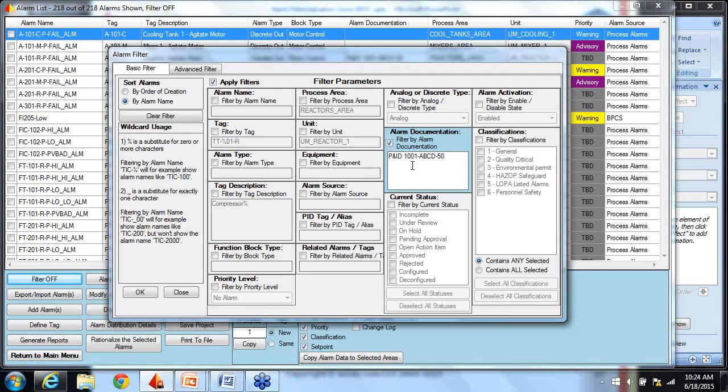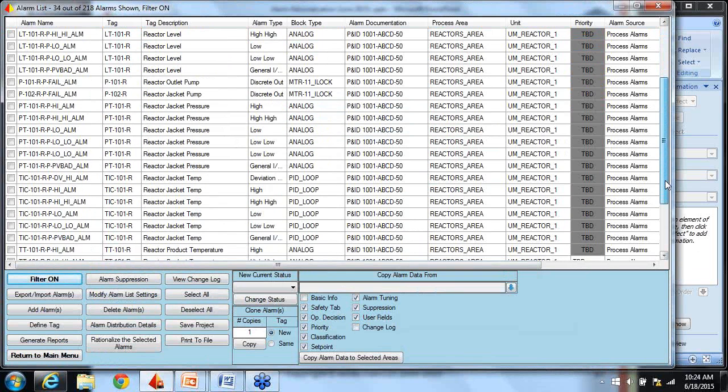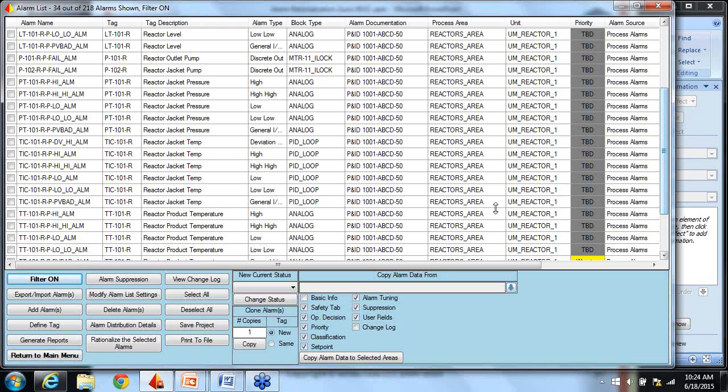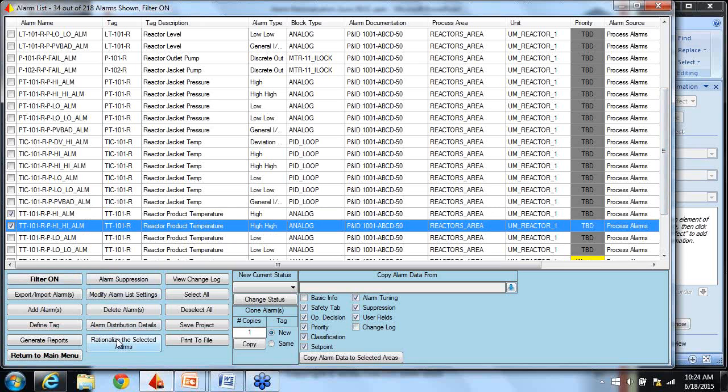So if we know what PNID those alarms are on, we can filter on that. Or if we know what process area it comes from in the control system logic, we can also use that as a method to shrink down the number of alarms that we're looking at. So now we've got the interface showing just the alarms that are related to that reactor area. And we've got temperatures, flows, pressures, everything from that particular unit. The alarms that we are in particular concerned with are the high and high-high alarm. We're going to rationalize them together because they do work together, or did not work together in this case.